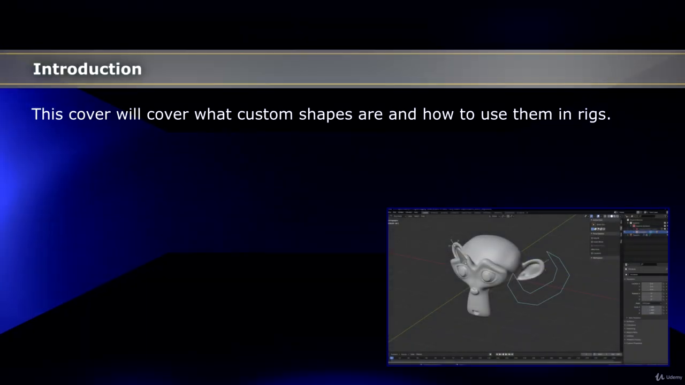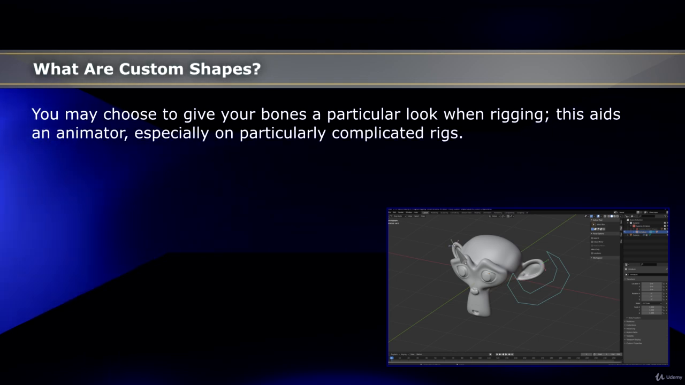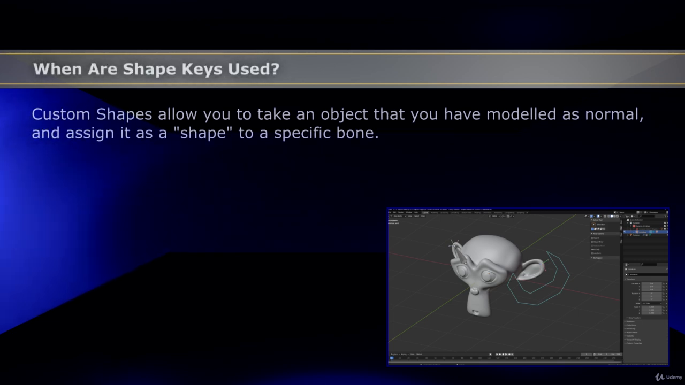In this video, we're going to cover exactly what custom shapes are and how you're able to use them in your rigs. When rigging, you may choose to give your bones a certain look. This is usually necessary on larger rigs where having many various sized bones can actually look confusing. Custom shapes essentially allow you to take an object that you've created or modelled and use it as a custom shape for a bone.